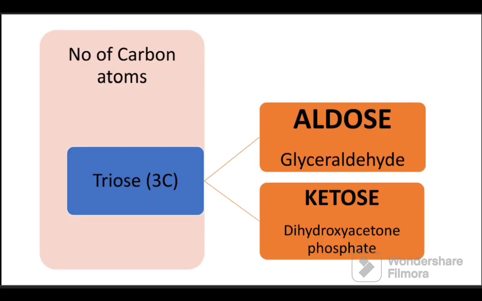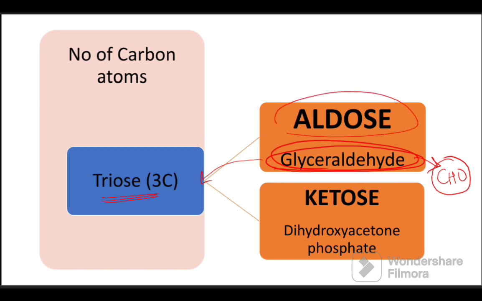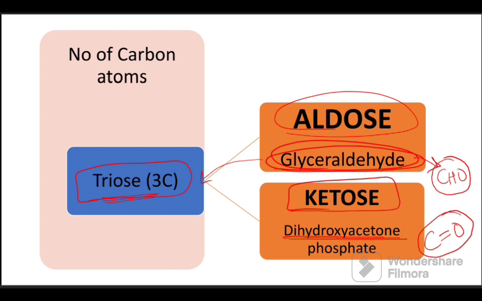If we see one example, glyceraldehyde is a monosaccharide which has an aldehyde functional group, and it is a 3-carbon compound. So it is a triose sugar and also an aldose sugar. Whereas dihydroxyacetone has a ketone group as its functional group. So it is a ketose sugar and also a triose sugar.